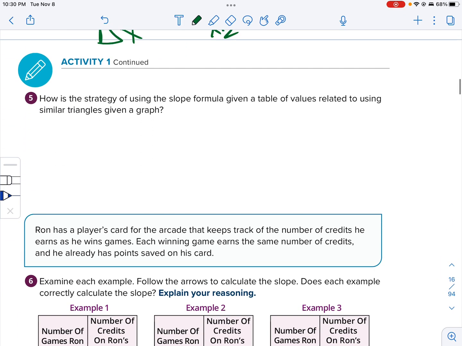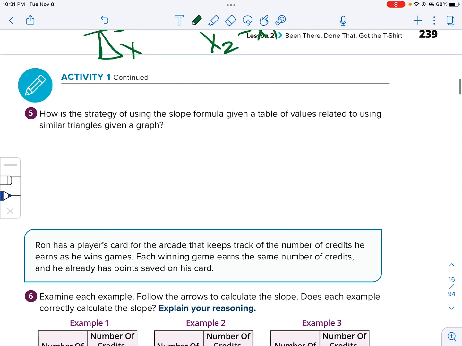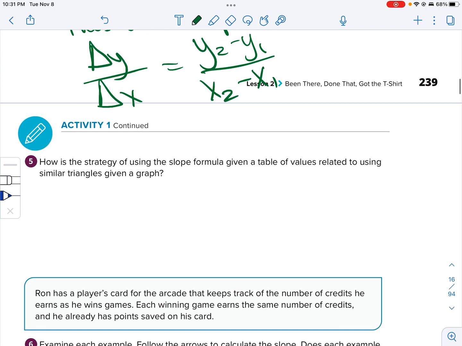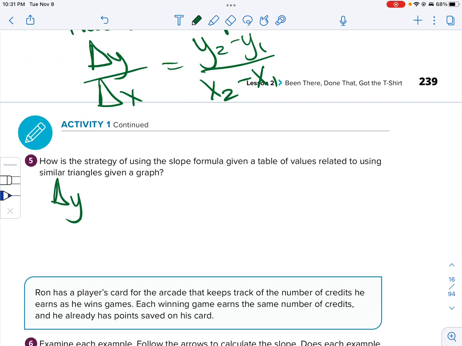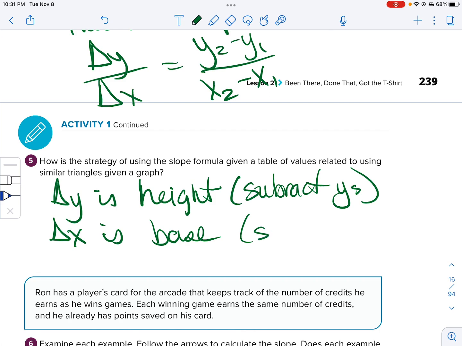How is the strategy of the slope formula given in the table of values related to using similar triangles on the graph? Oh, the change in y is the height. So you subtract y's. The change in x is the base. So you subtract x's.